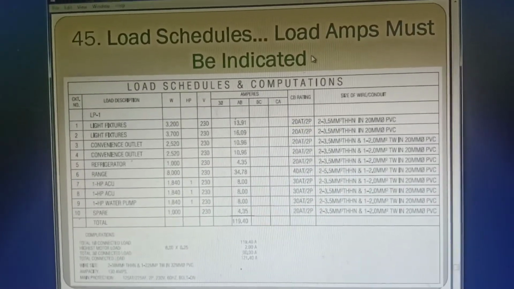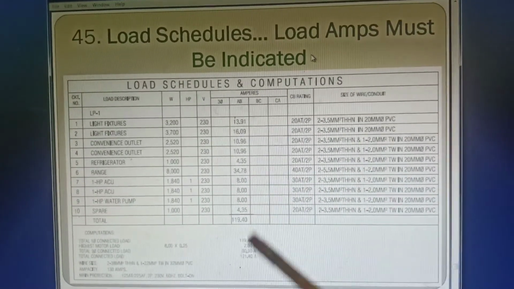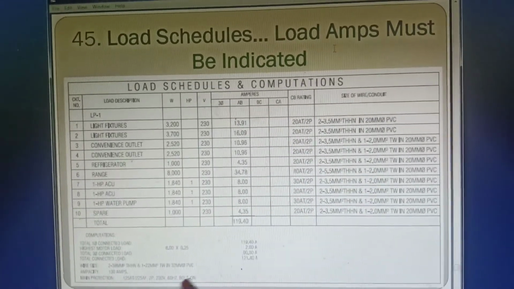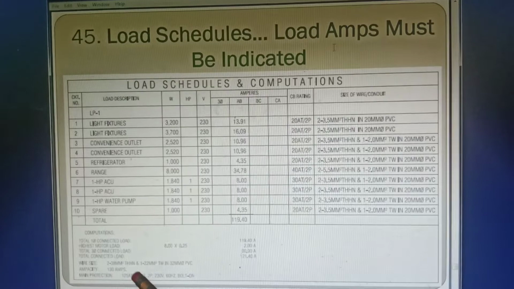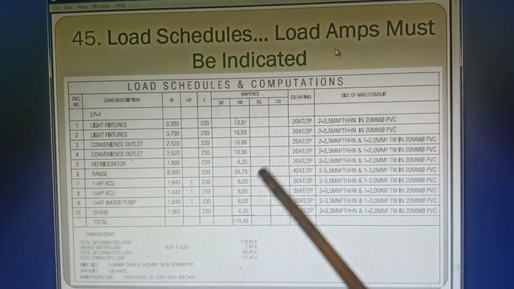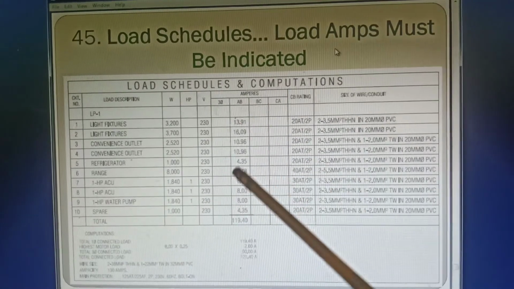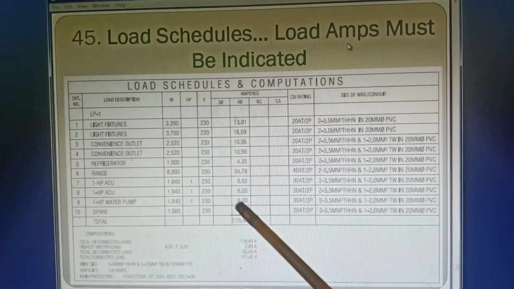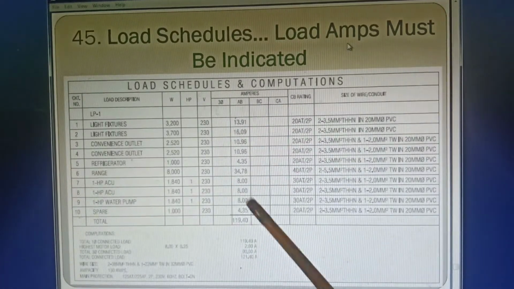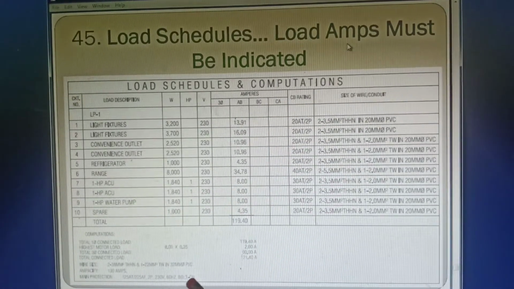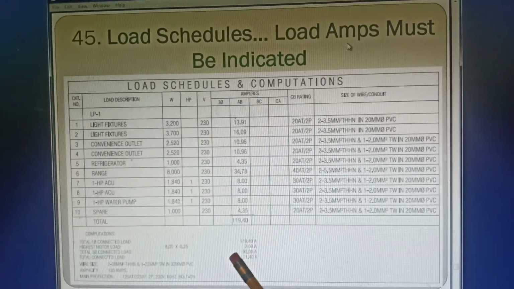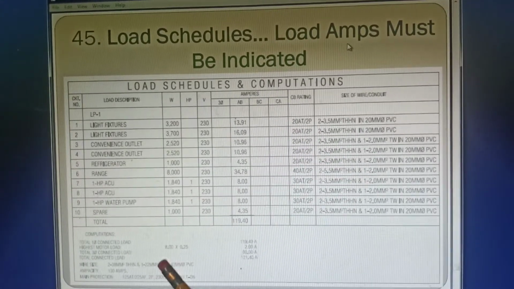Okay, so let us continue with the last part. We stopped at this portion when we were discussing the computation of the service entrance or the size of the feeder. So here we get the total summation of the load currents of each of the branch circuits, and then of course we have to add 25% of the biggest motor load, whatever the value of that is.